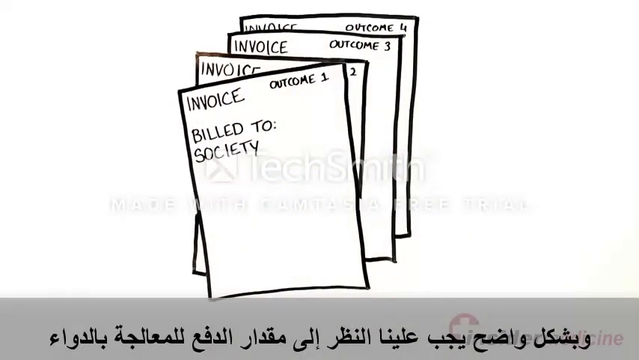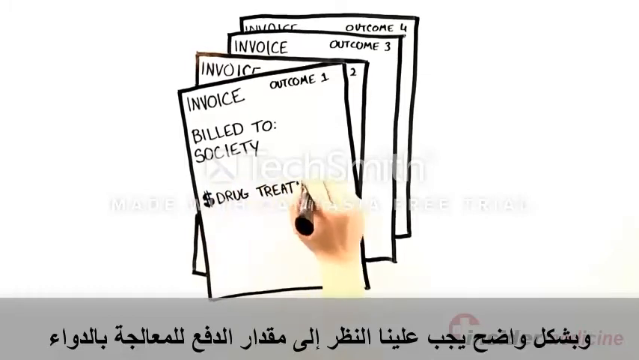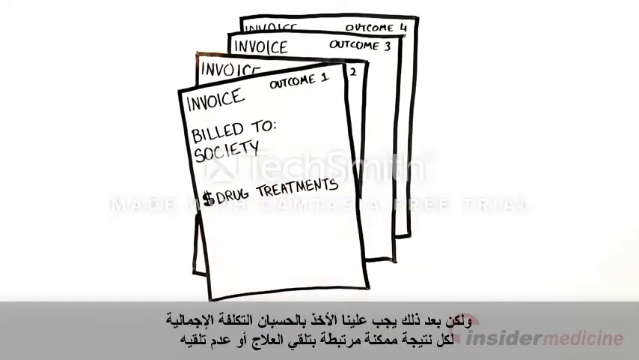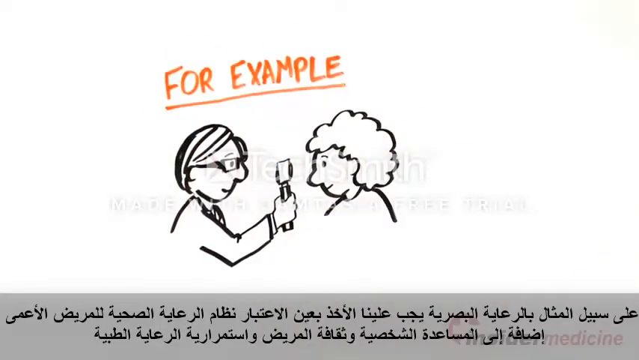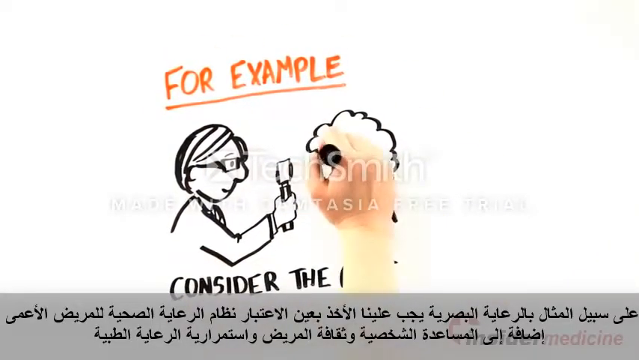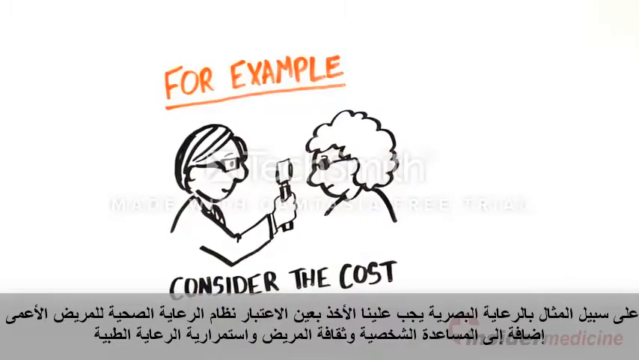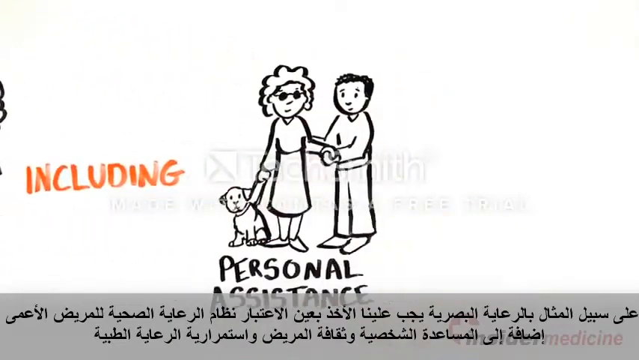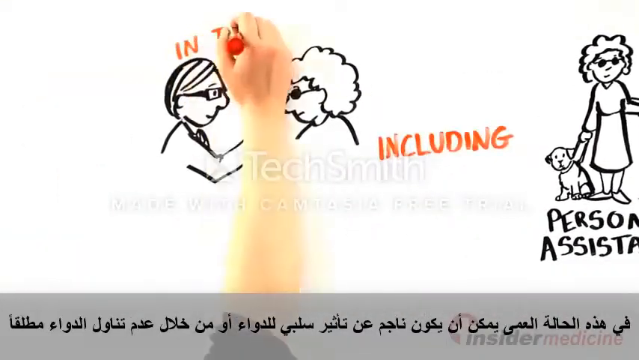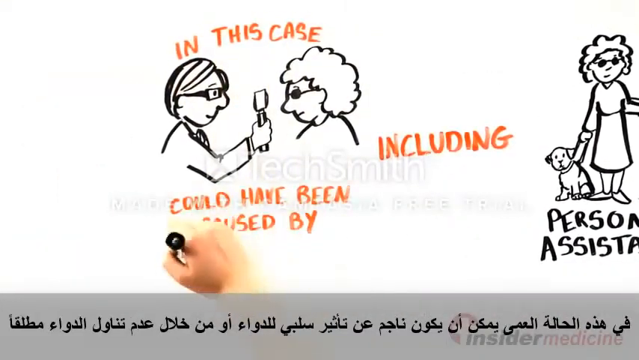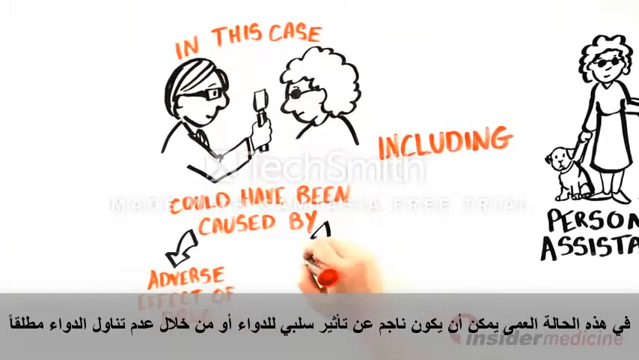Most obviously, we have to look at the cost of paying for the drug treatments, but then we also have to take into account the total cost of each possible outcome associated with both receiving the treatment and not receiving the treatment. For example, in eye care, we also have to consider the cost to the healthcare system if a patient went blind, including personal assistance, patient education, and continuing medical care.